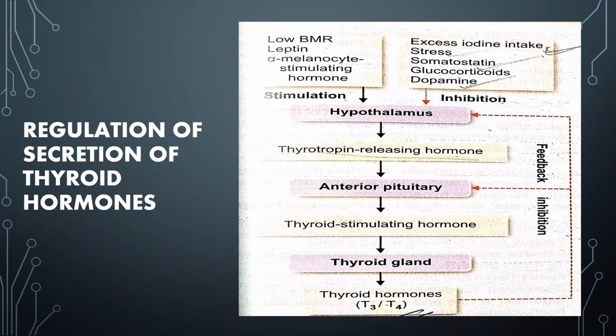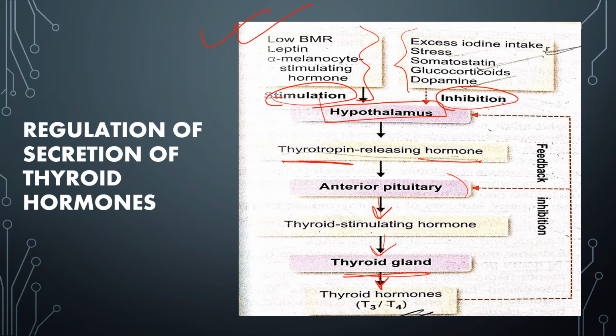Coming on to our next part, that is the regulation of secretion of thyroid hormones. There's a small chart given in your textbook from which it is derived. Low BMR causes leptin and alpha melanocyte stimulating hormones, which cause stimulation of the hypothalamus. So these hormones will cause stimulation and these hormones will cause inhibition. Please mark this. Stimulation and inhibition of the hypothalamus lead to release of thyrotropin releasing hormone, which stimulates the anterior pituitary, releases the thyroid stimulating hormone, moving to the thyroid gland, and finally the release of the thyroid hormones.